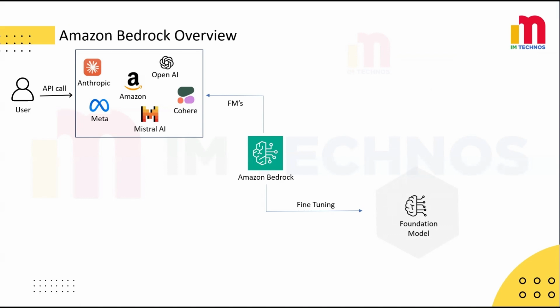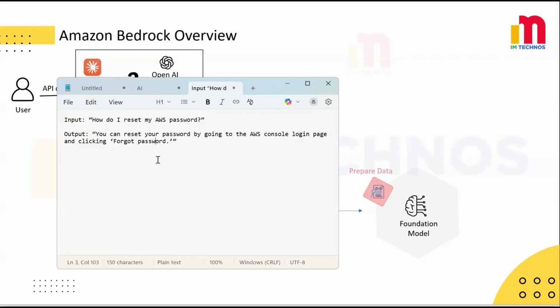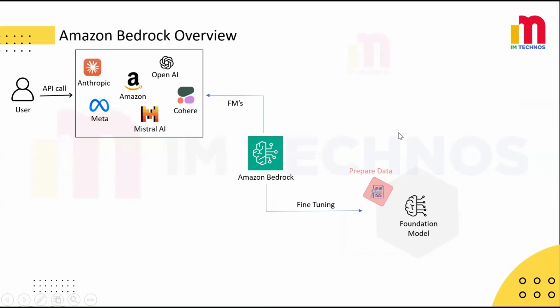Maybe you want text generation, summarization, or classification. Step 2, prepare your training data. This is the most important part. You will need input-output pairs, basically examples of prompts and the exact responses you want. For example, let's say you're building a customer support bot. If a user asks, how do I reset my AWS password? The bot can respond with, you can reset your password by going to the AWS console login page and clicking forgot password. These examples teach the model how you want to respond.